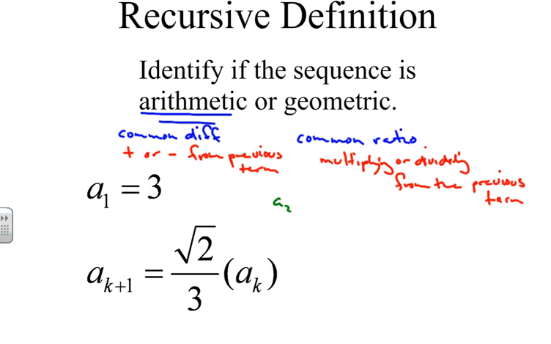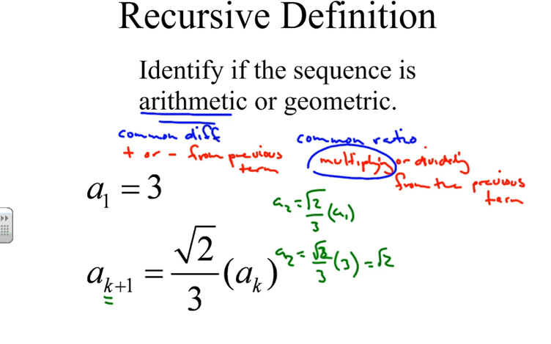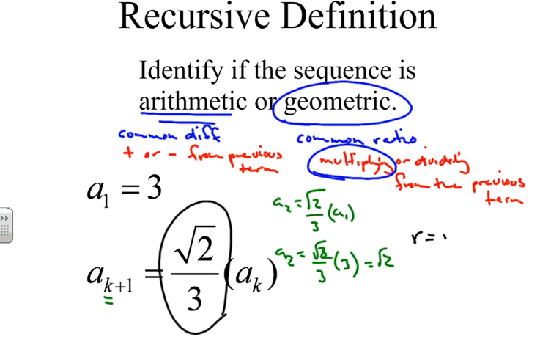We have our first term there, so I'll find my second term. Plug that in there. We're multiplying square root of 2 over 3 times our first term, because we plug in 1 for k. Well, you realize that we have then square root of 2 over 3 times 3. And from there, we're going to multiply by the square root of 2 over 3 again, and we keep on doing that. So we actually are multiplying repeatedly. Because we are multiplying repeatedly, this is a geometric sequence. My common ratio is going to equal that multiple. That ratio is square root of 2 over 3.